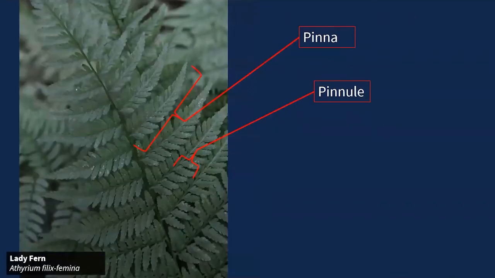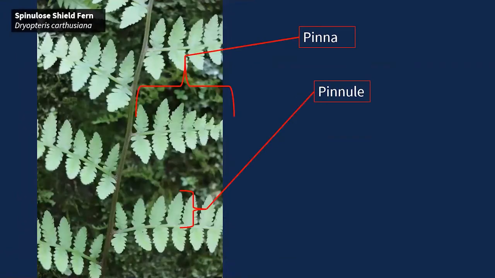And this plant, which is lady fern, is further divided. So each of the pinnae are divided again, and each of those little ones are called pinnules. So instead of leaves and leaflets and subleaflets, we have blades and pinnae and pinnules. And here for this shield fern, each one of those divisions is a pinna, and then each one of those subdivisions is a pinnule.